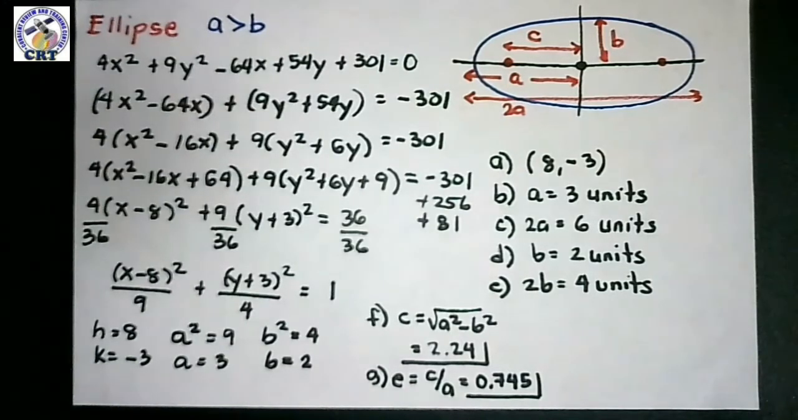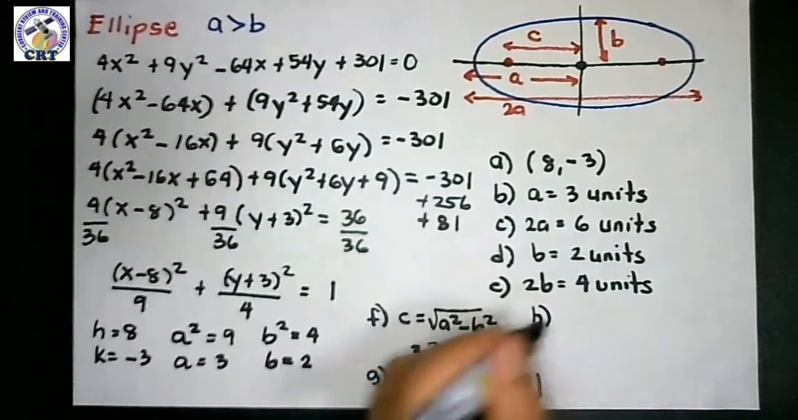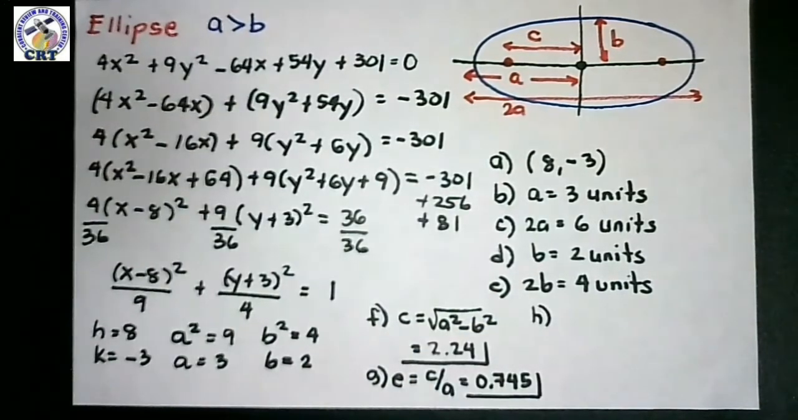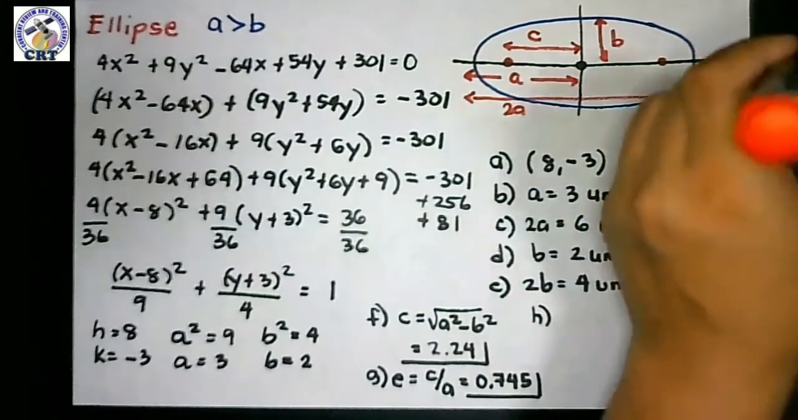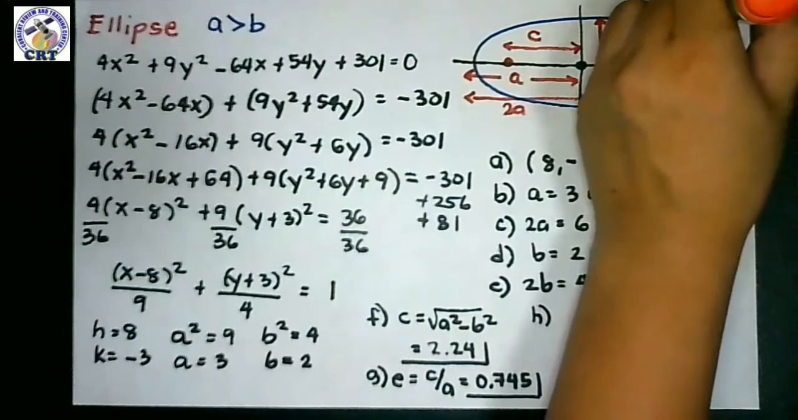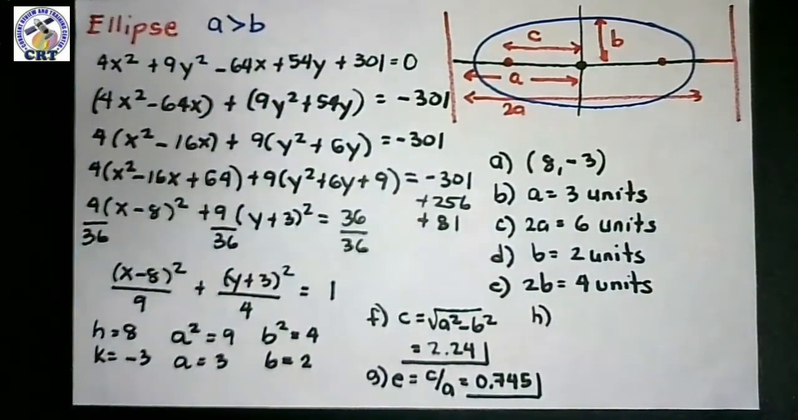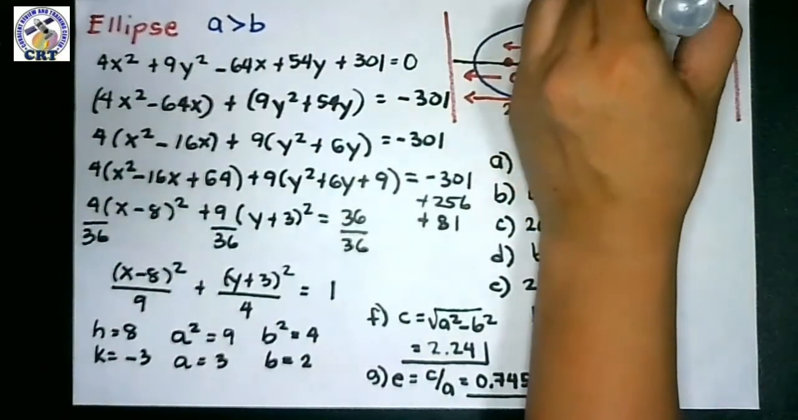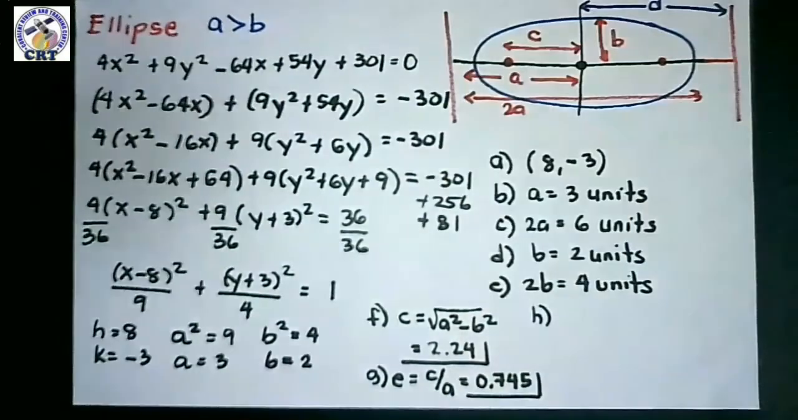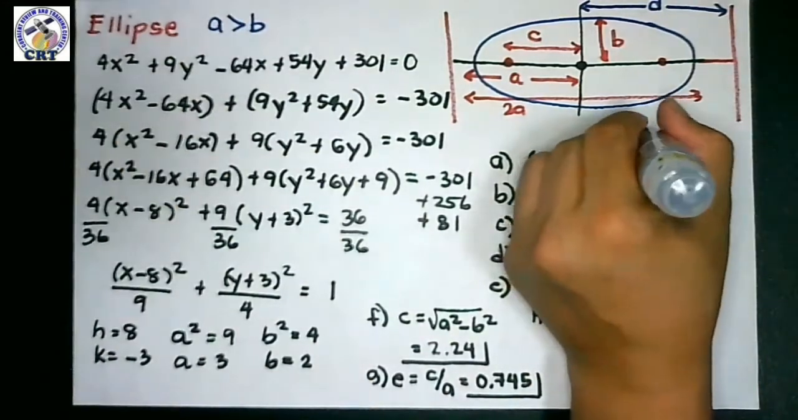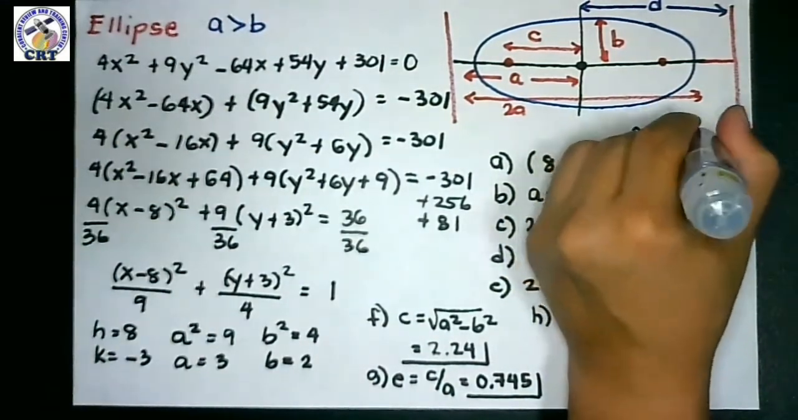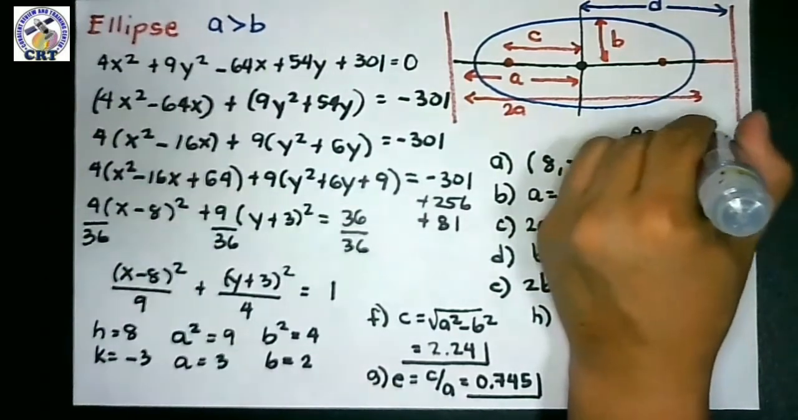Then, for letter H, ang letter H naman, distance between the center and one directrix. So, ang directrix natin dito sa illustration na to, banda rito. Kabilaan yan, may directrix. And then, ang layo ng directrix magmula sa center papuntang directrix ay represented by D. So, from our previous discussion, tandaan nyo eccentricity is C over A or A over D.